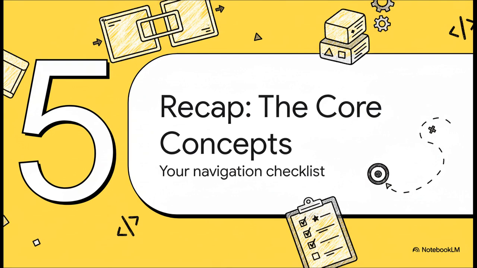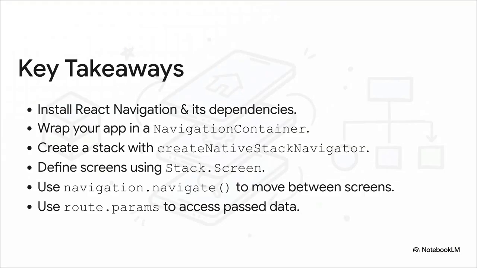Wow, we have covered a lot of ground. So to make sure it all sinks in, let's do a quick recap of the core concepts. Think of this as your navigation checklist. All right, here are the absolute essentials. 1. Install the libraries. 2. Wrap your whole app in a navigation container. 3. Create a stack with createNativeStackNavigator. 4. Define each of your screens using stack.screen. 5. Use navigation.navigate to move around. And 6. Use route.params to grab any data that was passed. That's the entire lifecycle, right there.